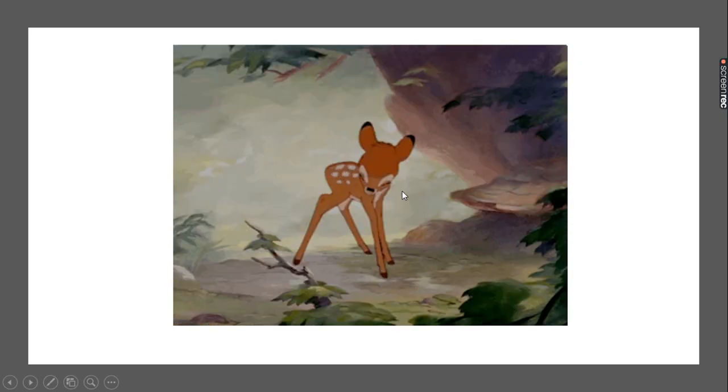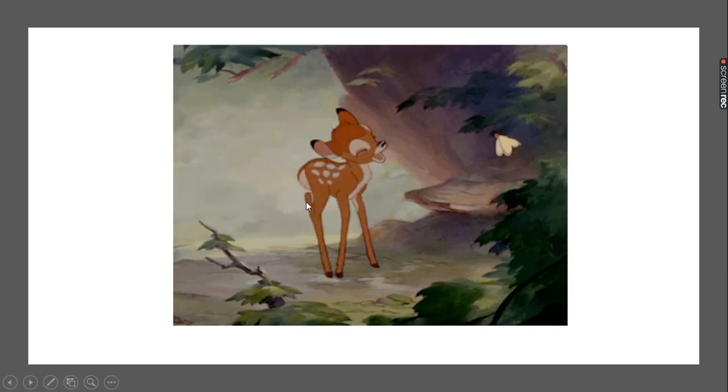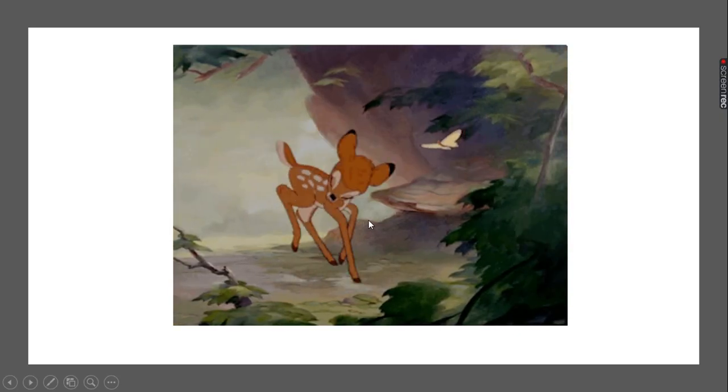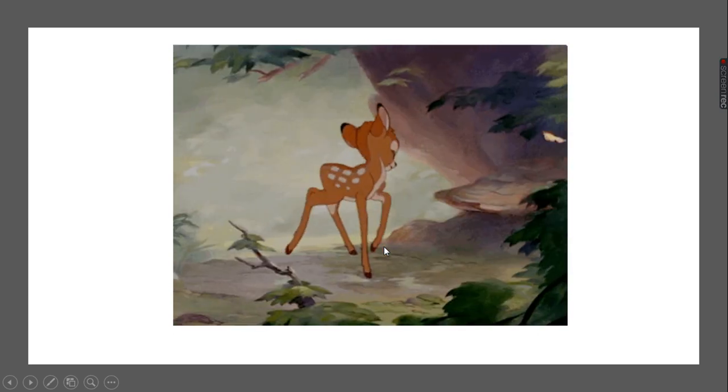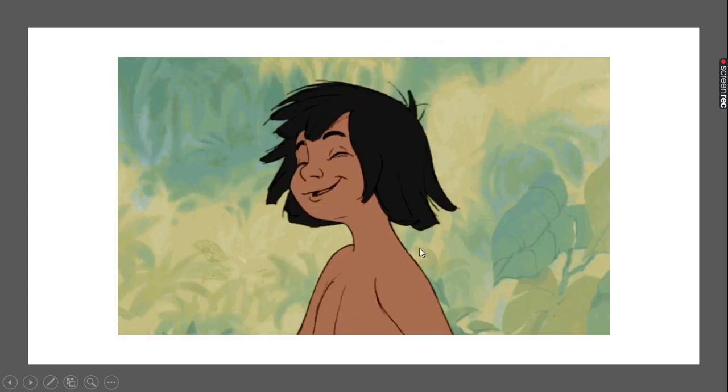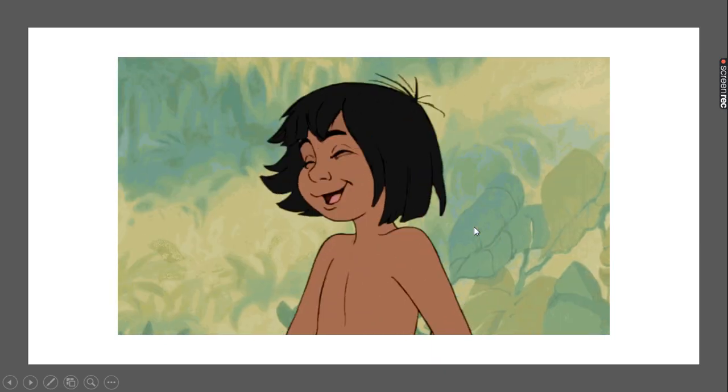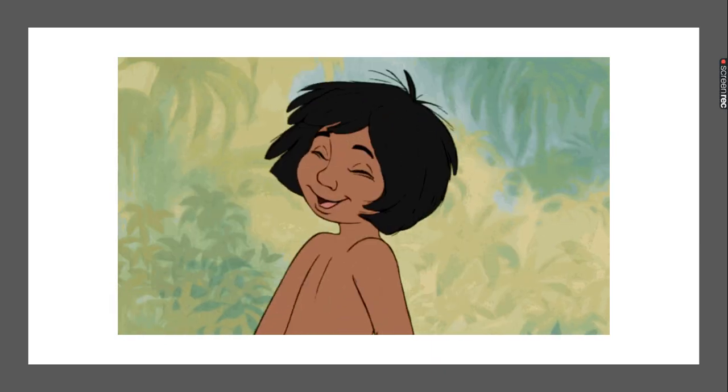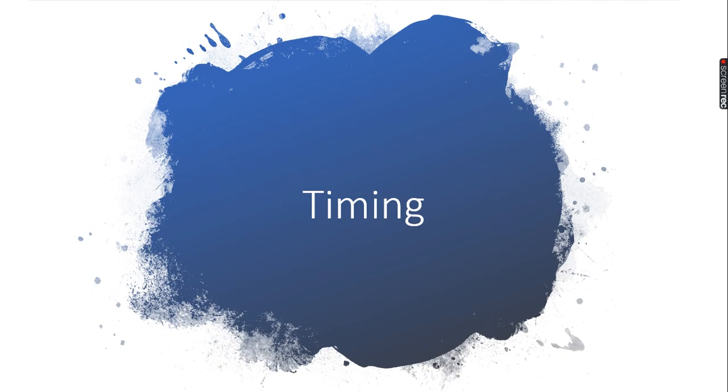Next one is known as the secondary action. Secondary action means the action which is going on parallelly with the main action. Now look at this example here, the Bambi character. Walking is the main action, but the movement of the head and the singing will be the secondary action. Look at here, the bow is moving and his whistling is the secondary action.